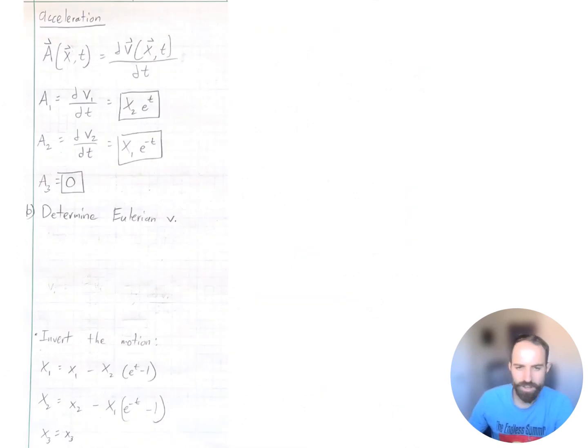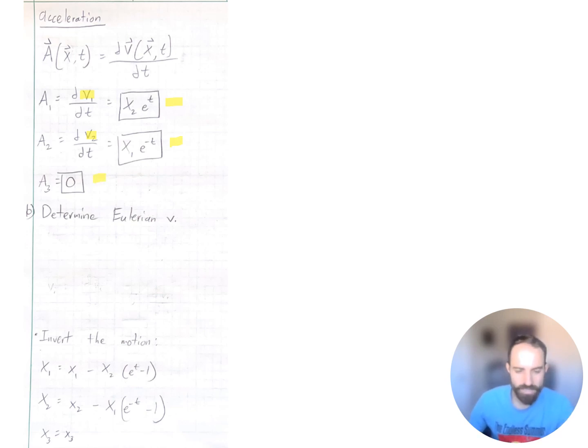All right, for acceleration, it's very similar. You just take the velocities v1 and v2, take the derivative again with respect to time, and then because of the exponential functions there, they're just a flip of what we got for the velocities.